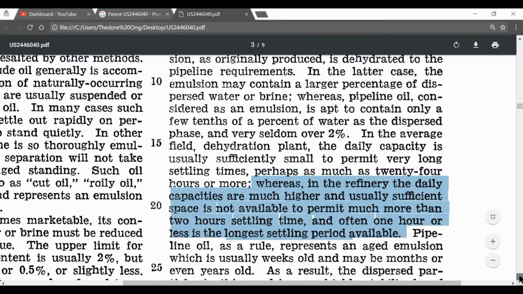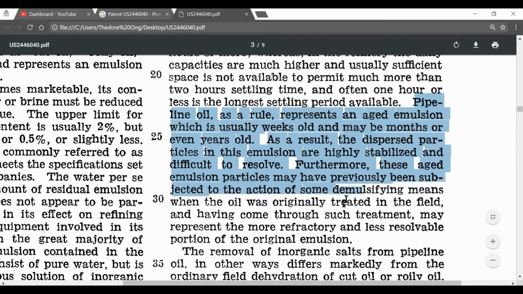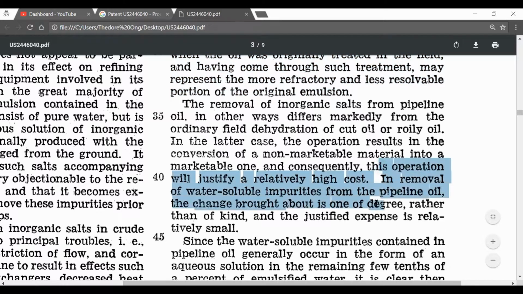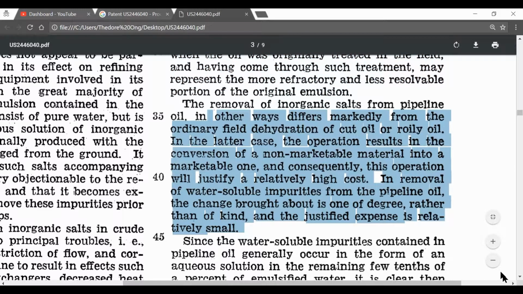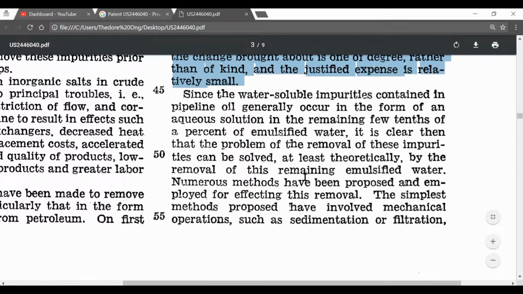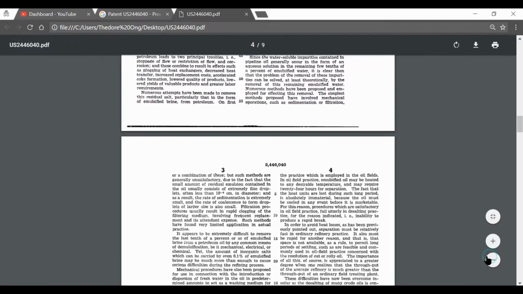Okay? So blah blah blah, I'm not going to go through this. This is important. Furthermore, this is blah blah blah blah. Okay, that's it for the first page.